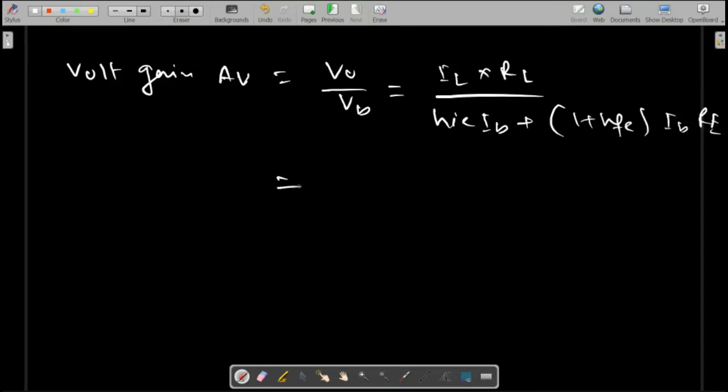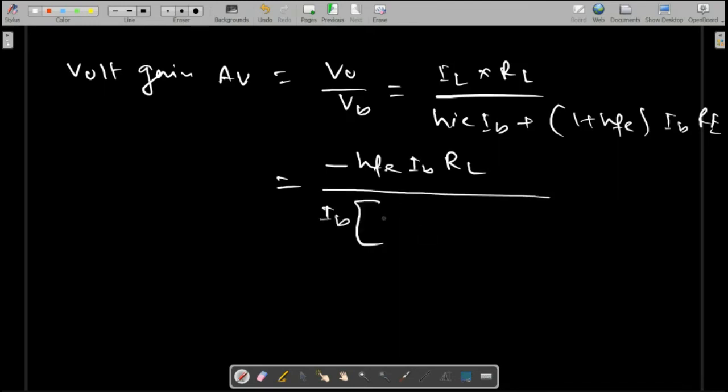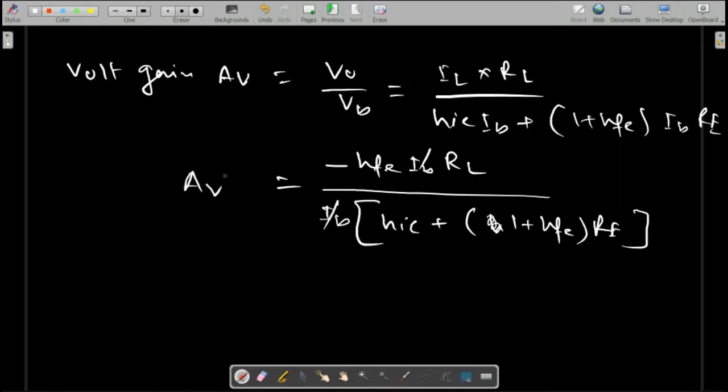Okay. So what is IL? Minus HFE IB into RL, by, we can take IB common, HIE plus 1 plus HFE RE. I am writing it first. So this IB and this IB will be cancelled. So this is the value of AV: minus HFE RL by something. Anyway, we can simplify this.